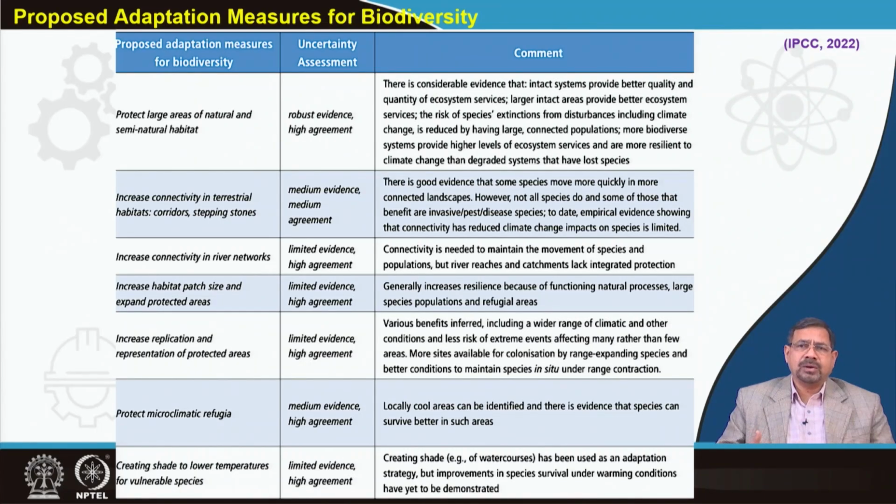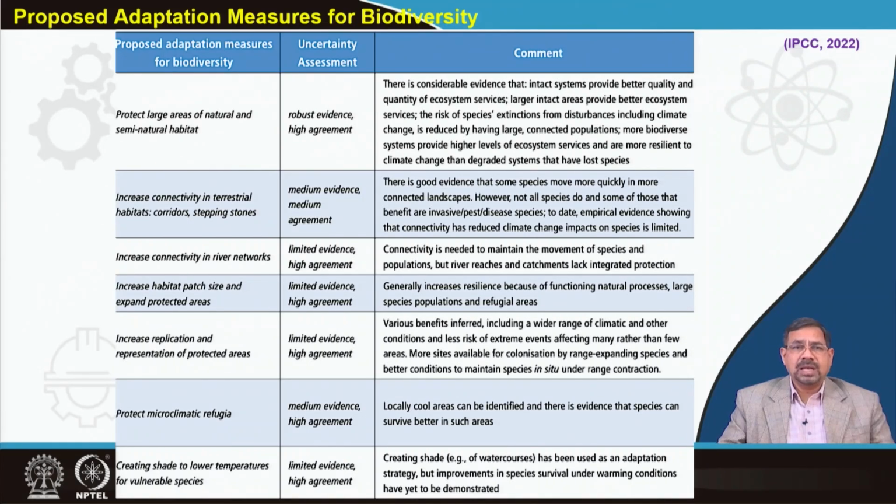Different sets of microclimates accommodate different sets of biodiversity or different endemic species, which we call endemic because they are local to that area, restricted to that area. So, different microclimates help in providing refugia to various endemic species. Locally cool areas can be identified, and there is evidence that species can survive better in such areas. So, they can be identified, or promoted, or even created.